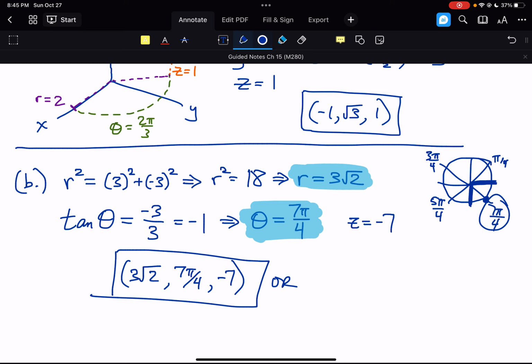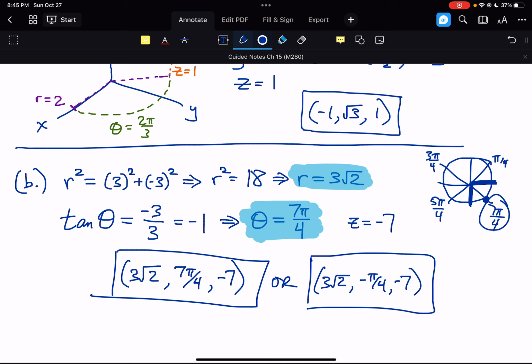Or alternatively, some people don't like to take the full 7 pi over 4 because that angle goes all the way around. They like to sometimes just take the acute angle, the smaller angle between here and the positive x-axis. So they could just go 3 rad 2, comma negative pi over 4, comma -7. That is also an equivalent, acceptable solution.